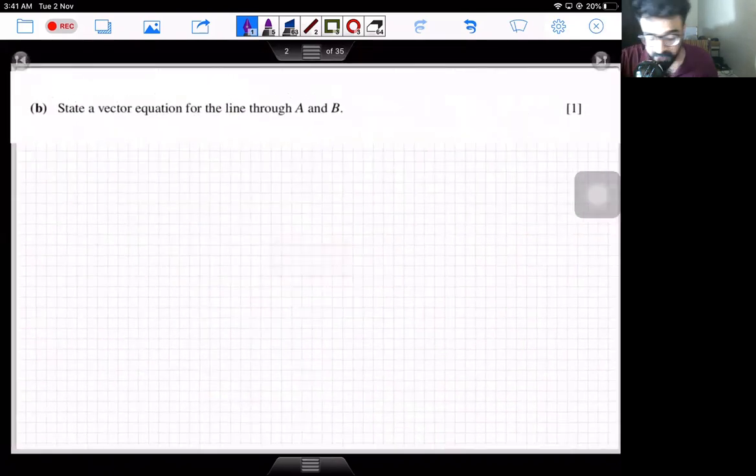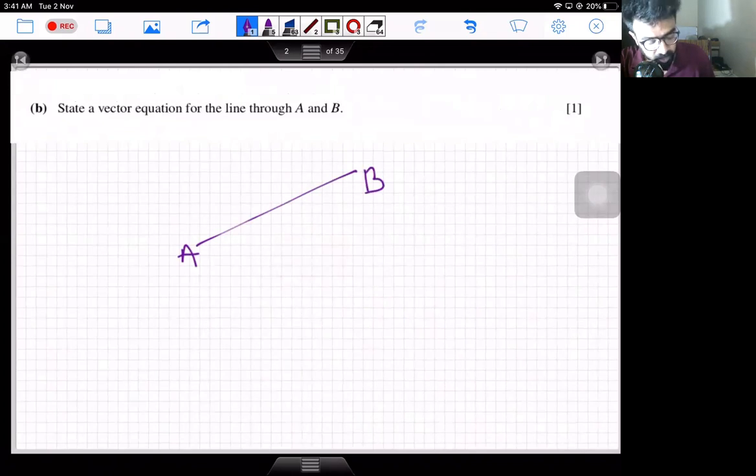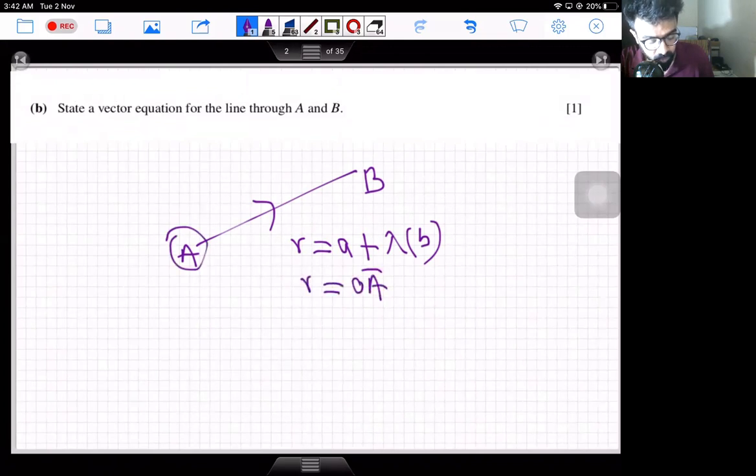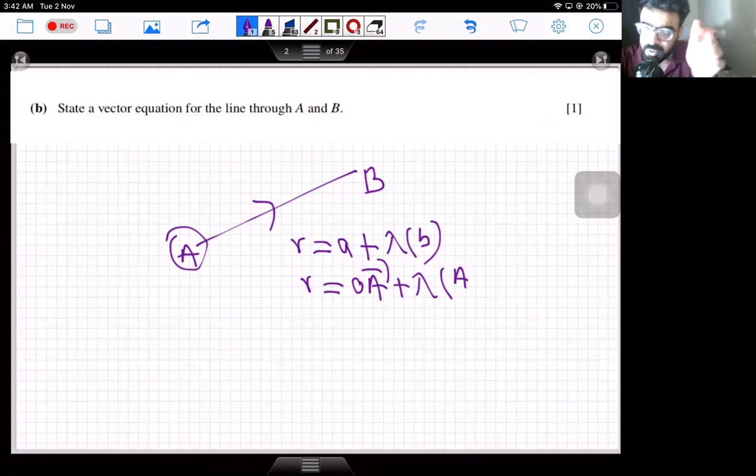Now part B is saying that state a vector equation for the line through A and B. So you need to form an equation of the line AB. This is in the form r equals a plus lambda times b. So in place of a, I'll take this position vector OA. So r equals OA plus lambda times, the line is going in the direction of AB. Since you have started from the point A, you are going in the direction of AB. If you had started from the point B, you would be going in the direction of BA.